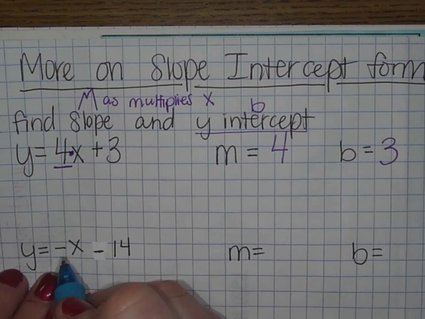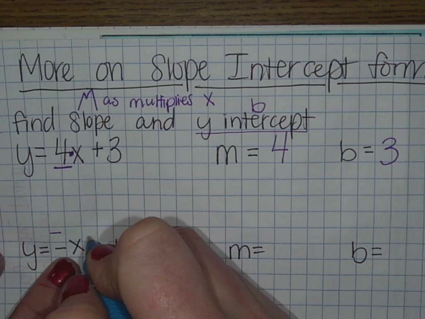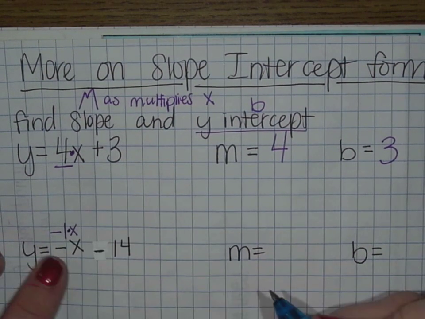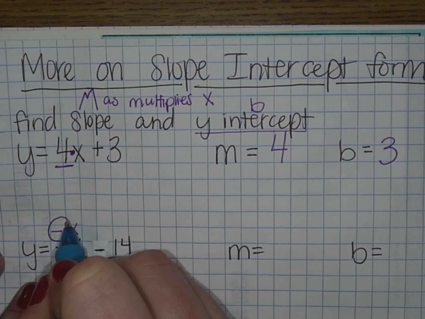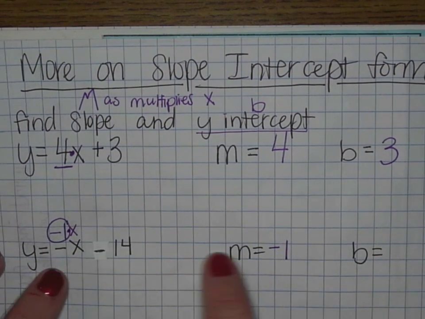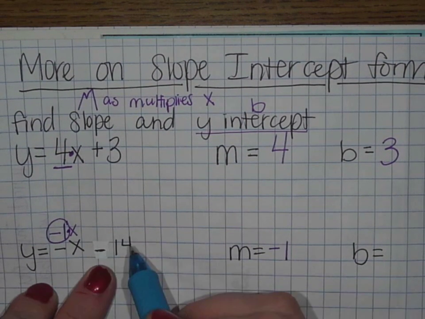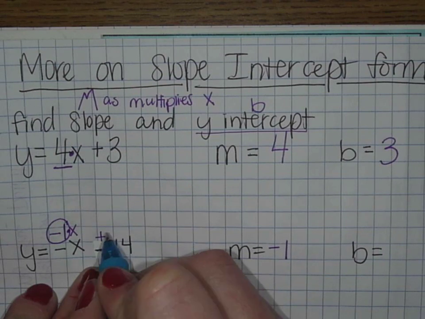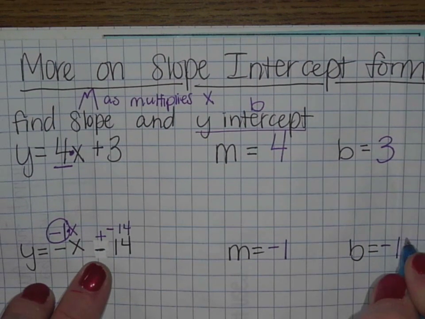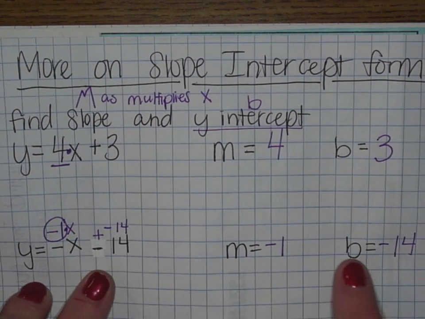Okay, this next one. What number is multiplying by x? Well, if we have negative x, it's like saying I have negative 1x. So negative 1 would be my slope. My b, it's mx plus b. Well, it's a minus, so it would have actually been plus a negative 14, or subtracting is the same thing. So I would just say negative 14 is my b value.